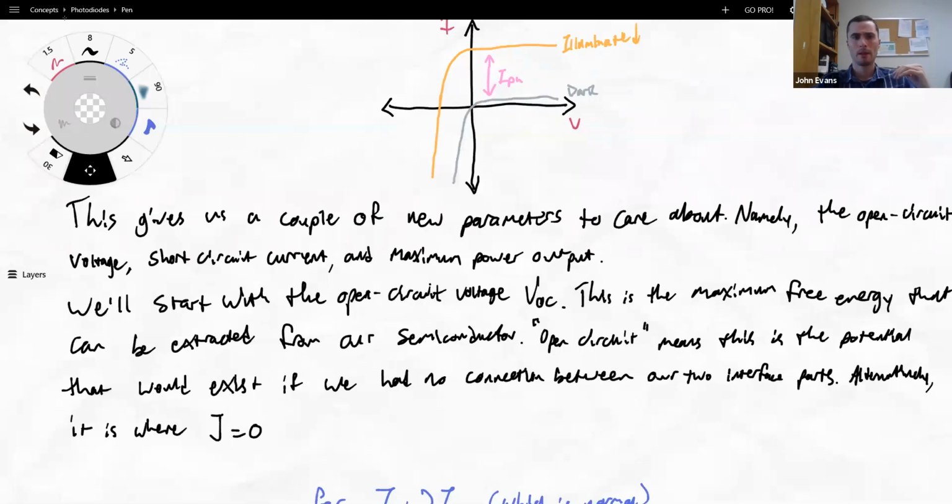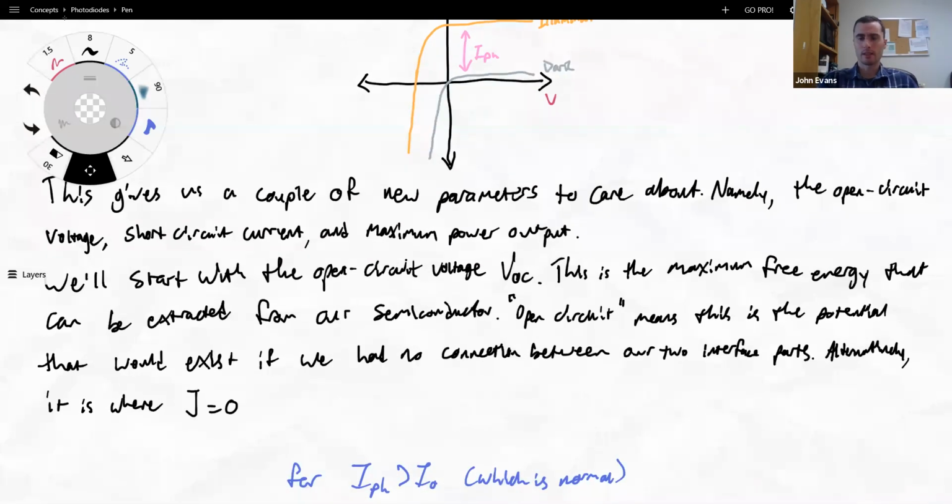All right. So these parameters are called the open circuit voltage, the short circuit current, and the maximum power output. That's the other thing that we need to care about: because current times voltage is power, we can figure out the maximum power we get out of this semiconductor. There will be another term called the fill factor that we'll talk about for a minute. That will be a result of all three of these parameters.